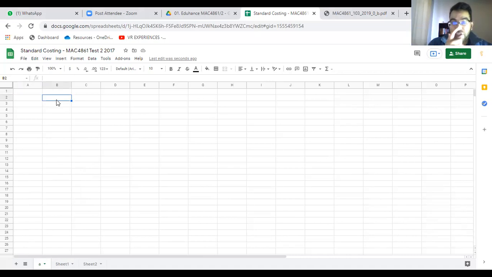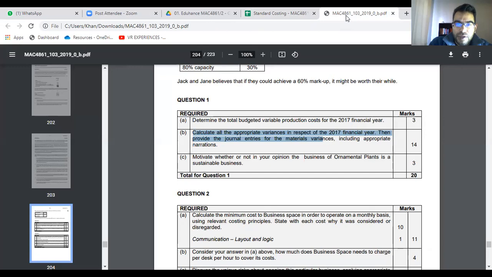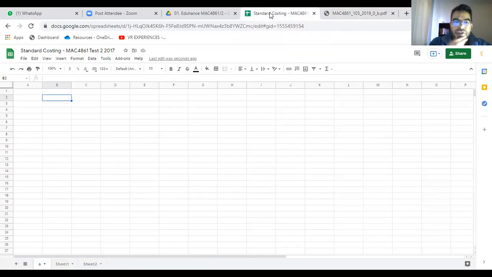And they want it for the budget. So they want total variable production costs for the budget. Let me make sure I saw that correct. Total budgeted variable production cost for the 2017 financial year. So remember, they wanted the budgeted total variable production cost.